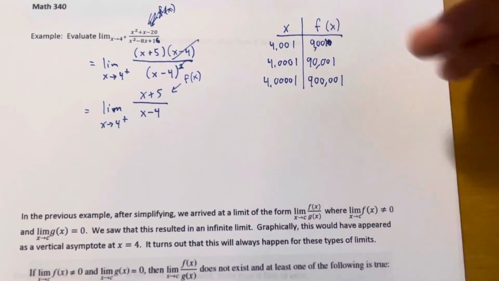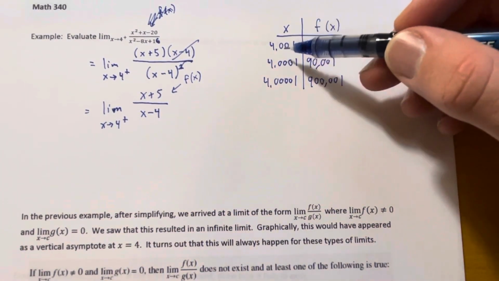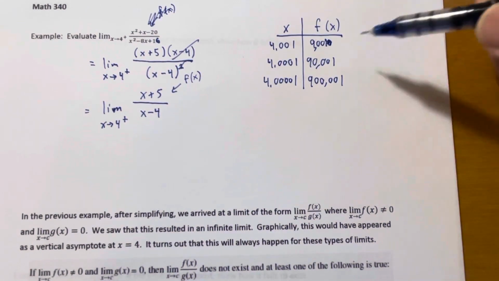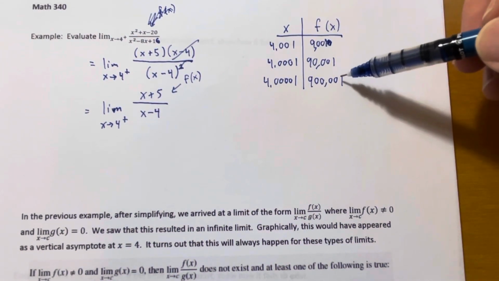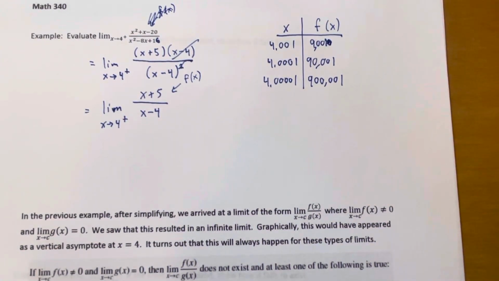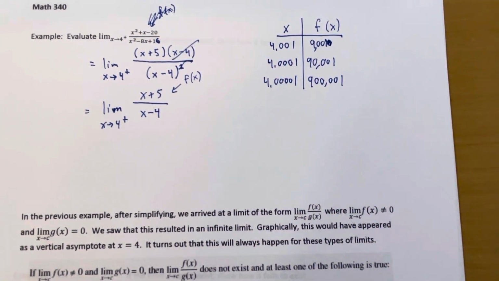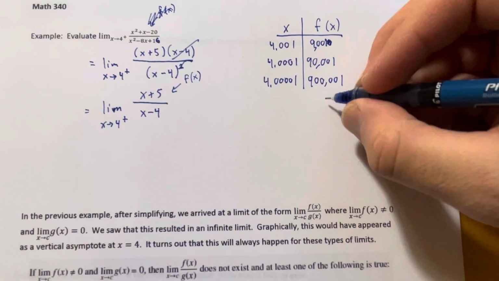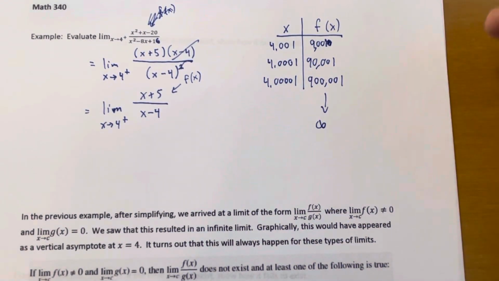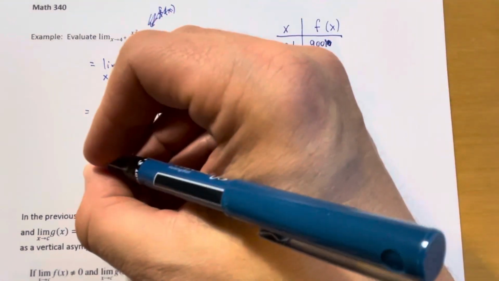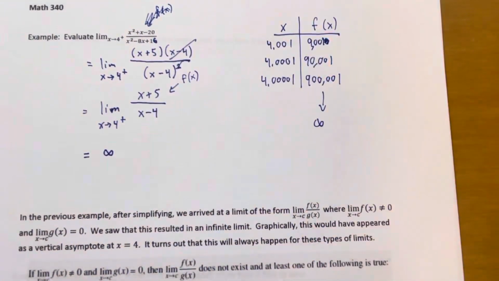And hopefully you can see that as x gets closer and closer to 4 from the right, the function that I'm evaluating the limit of is getting larger and larger without appearing to slow down, without appearing to approach anything. So this appears to be going to infinity. And that is, in fact, what's happening. So this limit goes to infinity.